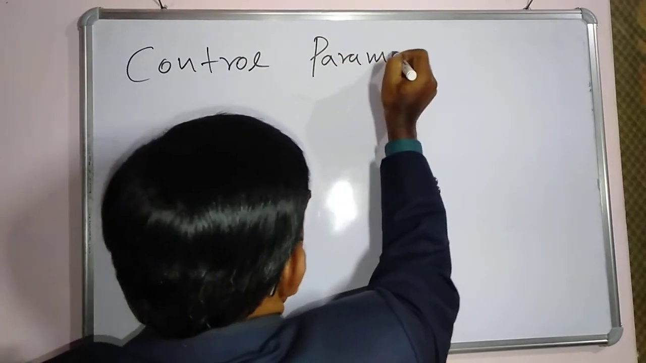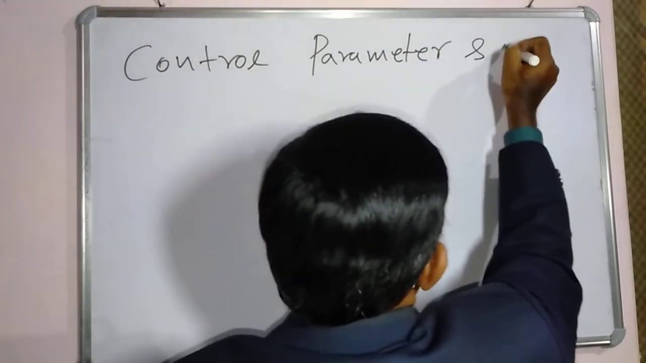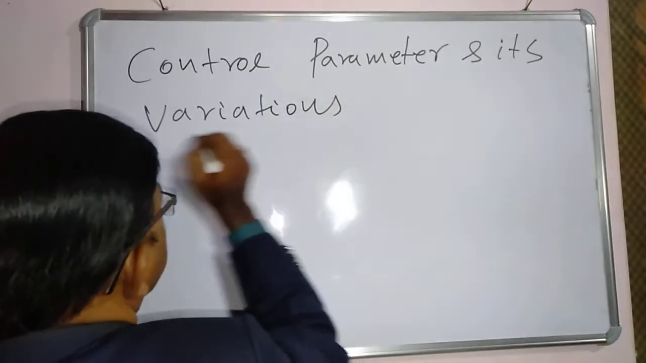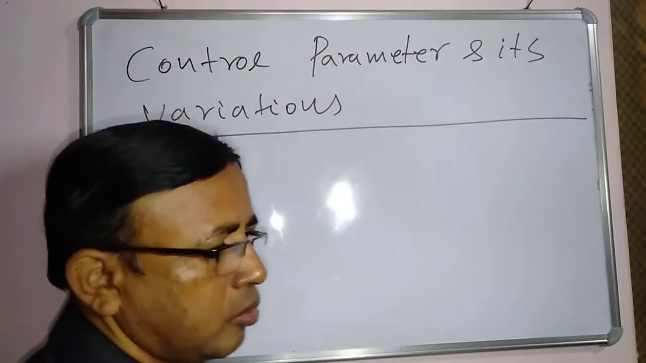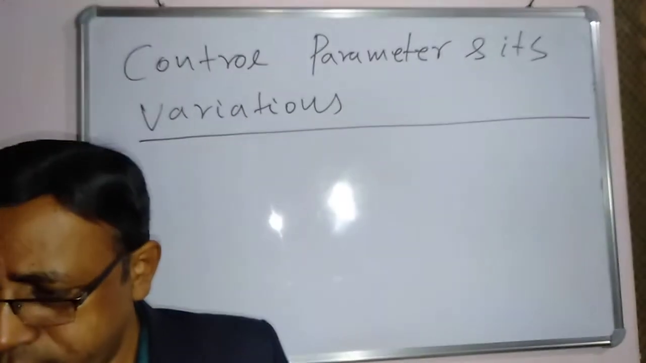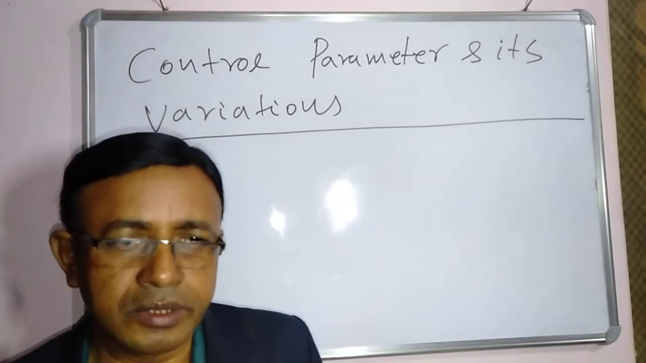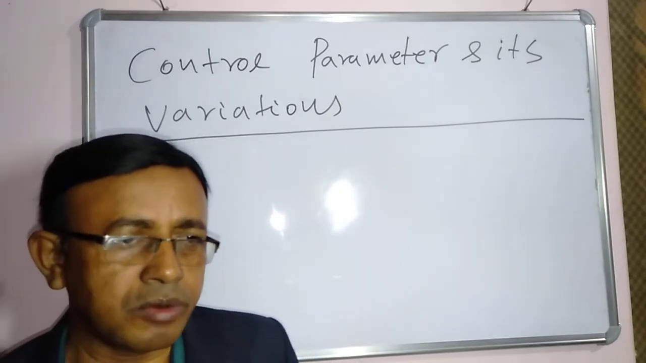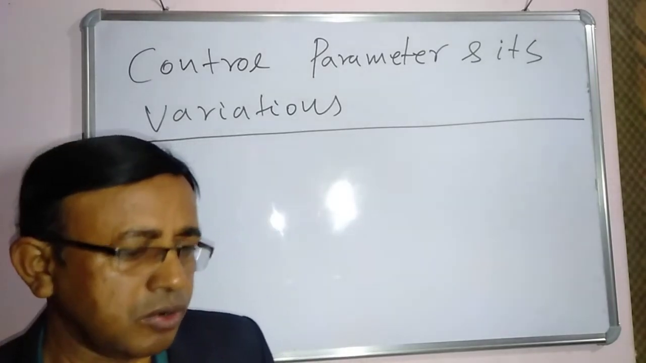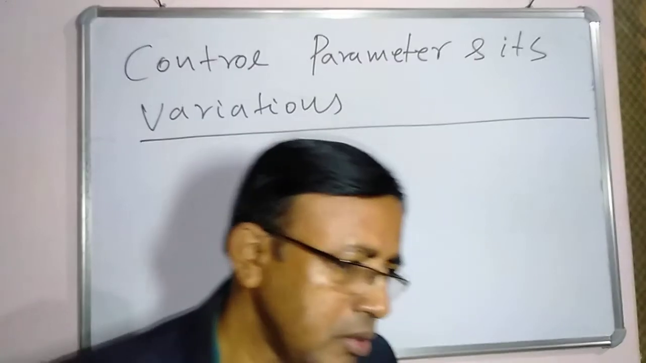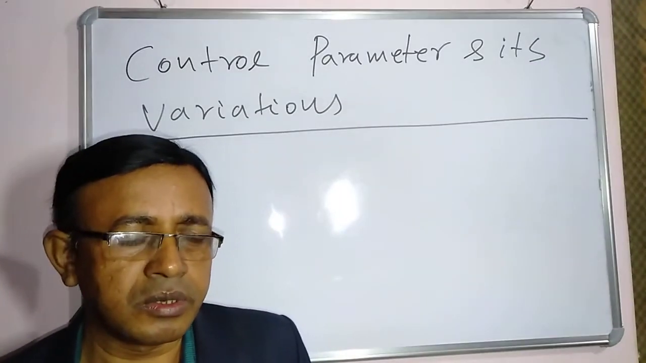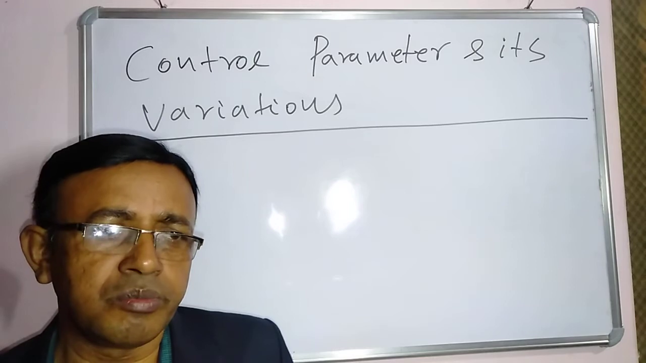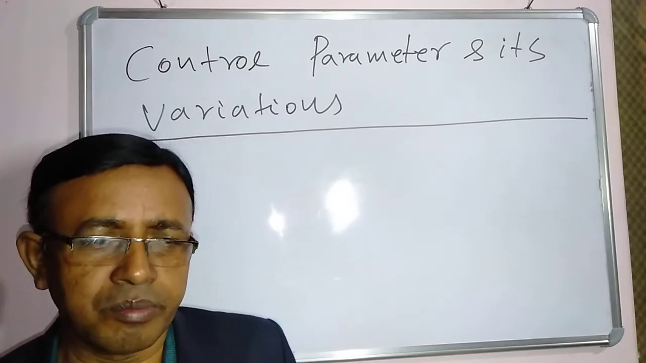But now we should understand what is called a control parameter and its variations. First we should know what is a control parameter and sensitivity to variations in control parameter. That I will discuss afterward. Now we should know what is called a control parameter. Control parameters are nothing but the things on which the control output or control variable depends.